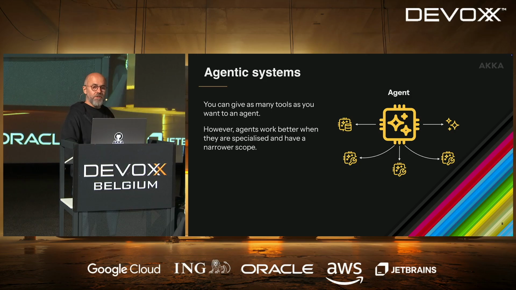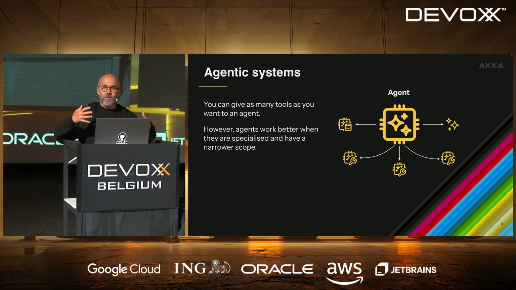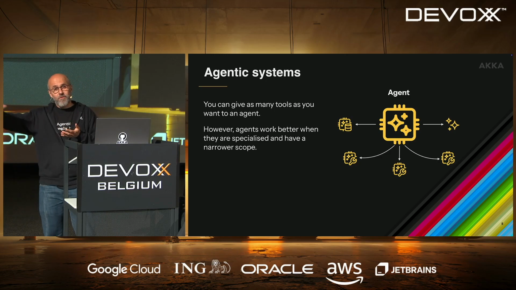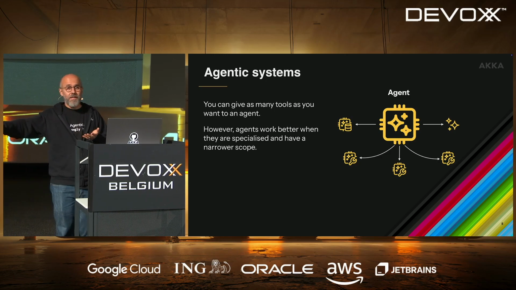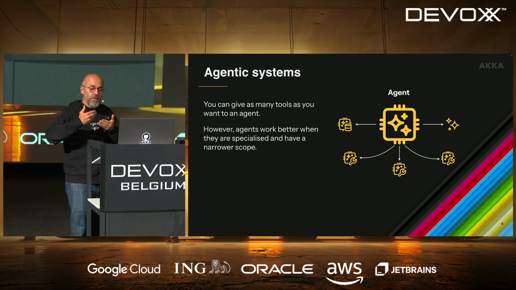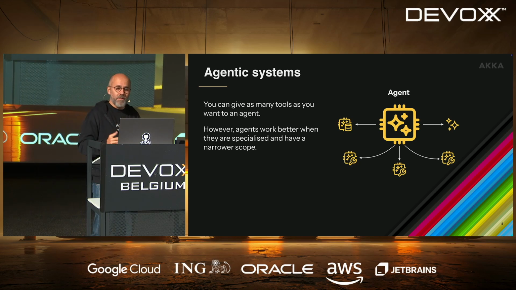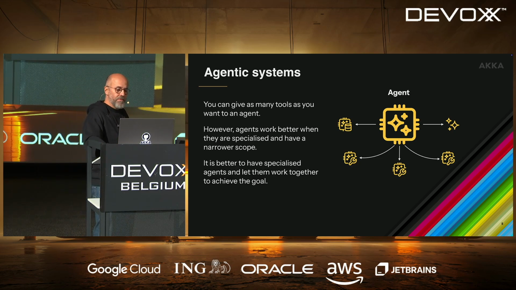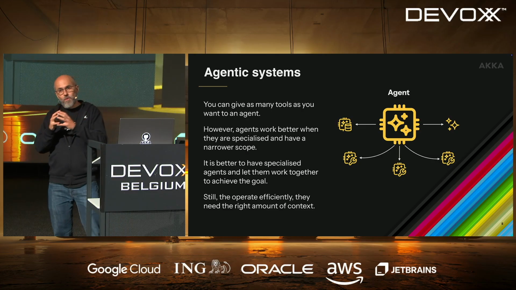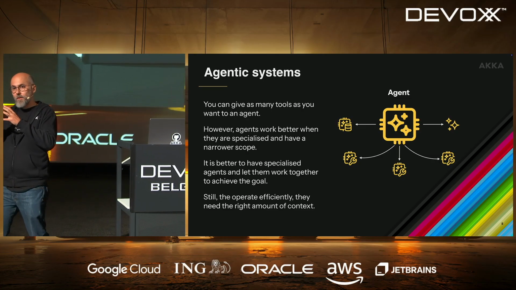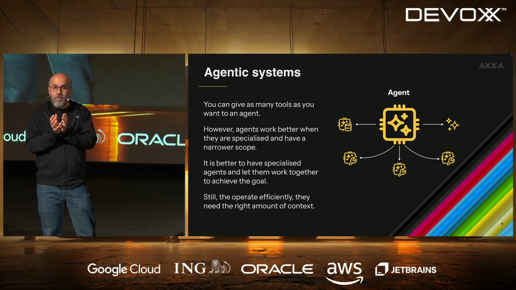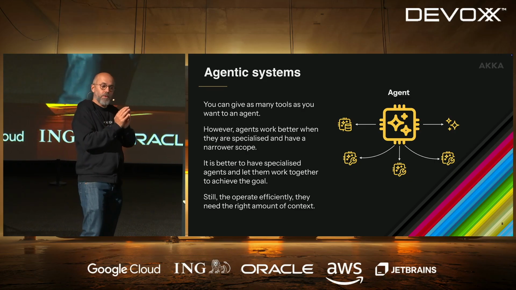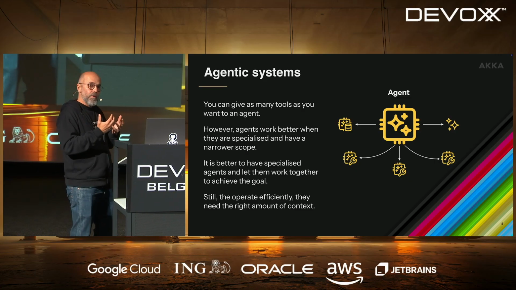Because if you give too much, if you create an agent with a very broad scope, it will not be efficient. It will give bad answers, actually, because first you're going to be sending too much information to the LLM, you're going to be paying for that, and the LLM will not answer in an optimal way. So the best thing is to create smaller, specialized, small scope agents. And those work better.